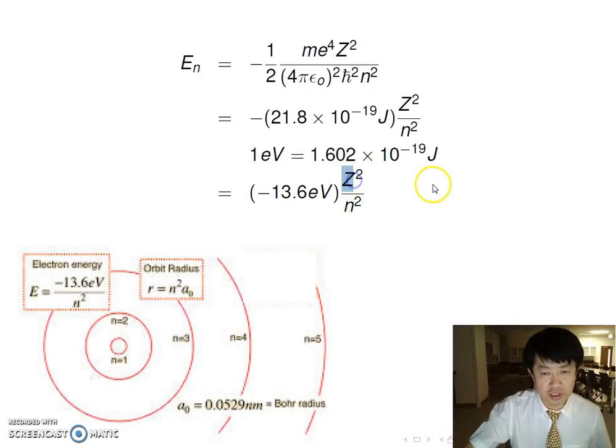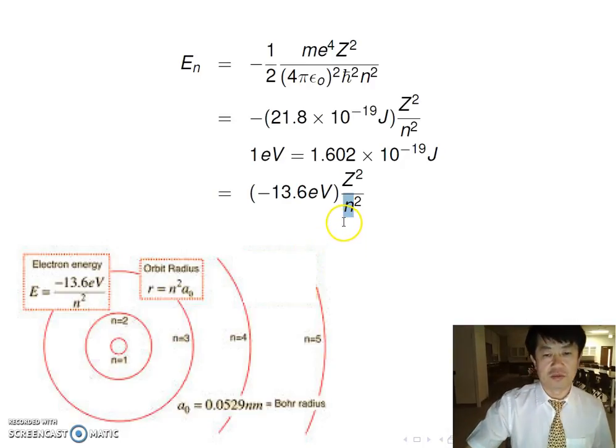Here Z is the atomic number, which is the number of protons inside the nucleus. So each atom will have a different value. Again, n is a natural number, like 1, 2, 3, 4, 5, 6, which cannot be any decimal value like 0.2 or 1.7 or 2 point any number. Okay? It cannot be like that.